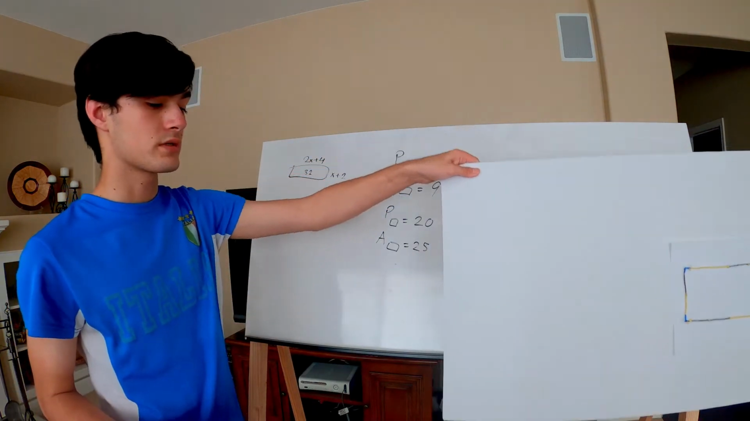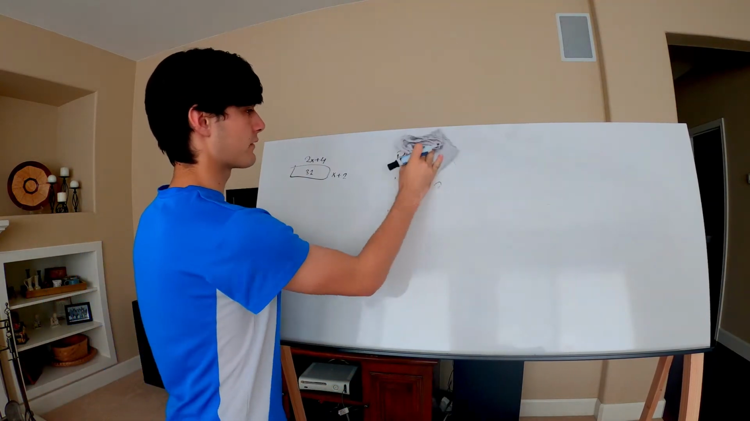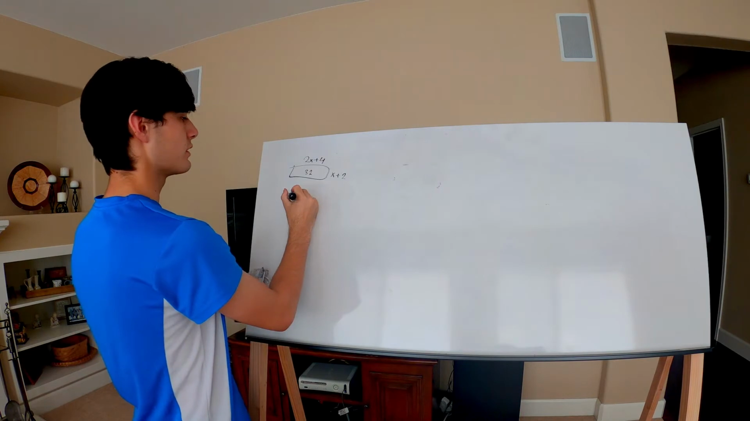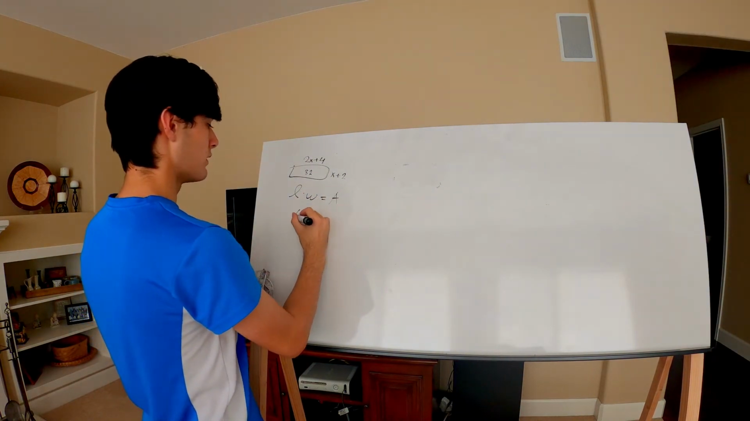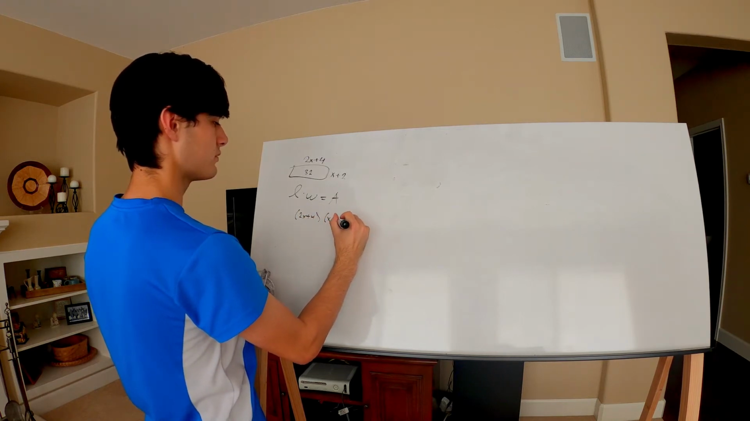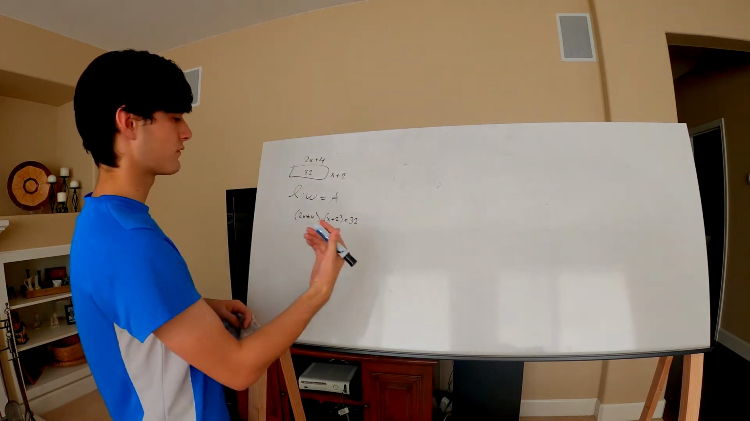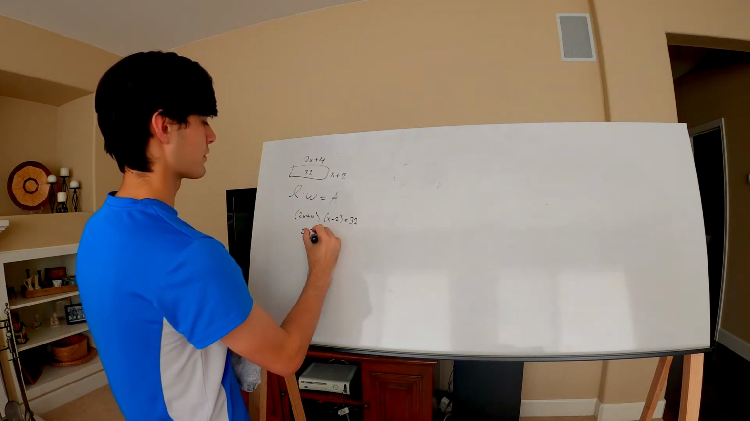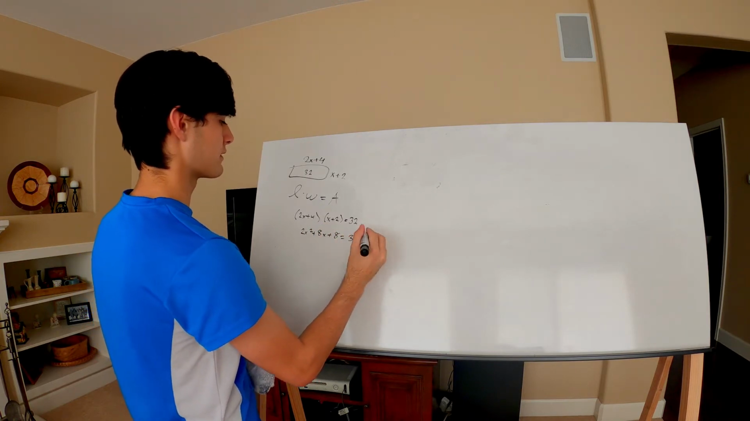Now, working through this, what we're going to do is perform completing the square. And the first thing we have to do is set up our equation. So we know that length times width is equal to the area, or that 2x plus 4 times x plus 2 equals 32. Now what we're going to do is FOIL this out and get 2x squared plus 8x plus 8 is equal to 32.